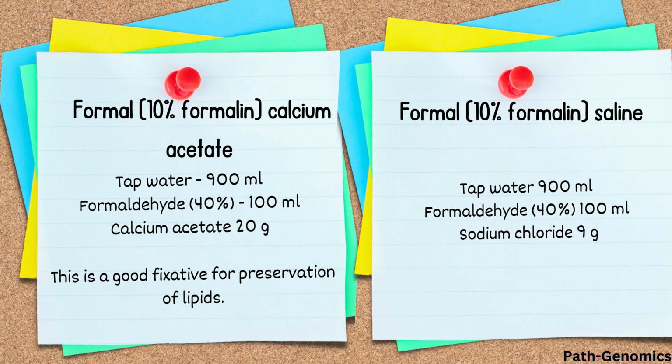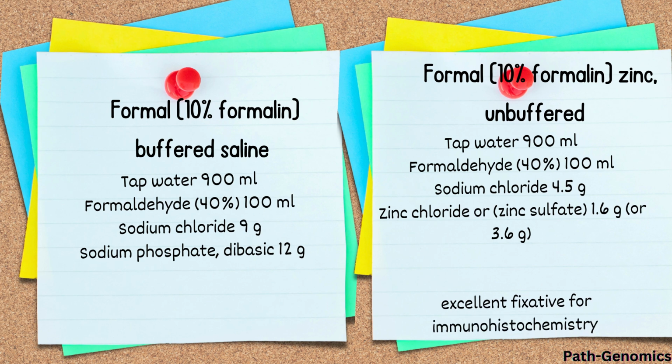10% formol calcium acetate is another form of formalin, which is prepared by adding 20 grams of calcium acetate. This is a good fixative for preservation of lipids. Next is 10% formol saline, which is prepared by adding 9 grams of sodium chloride to 10% formalin. This 10% formol saline can also be buffered by adding sodium phosphate. Zinc-added formalin acts as an excellent fixative for immunohistochemistry.